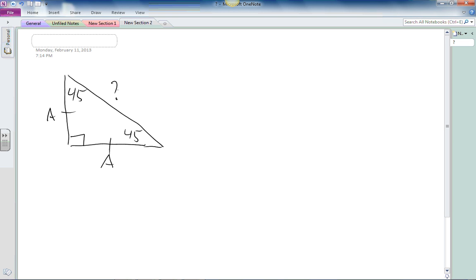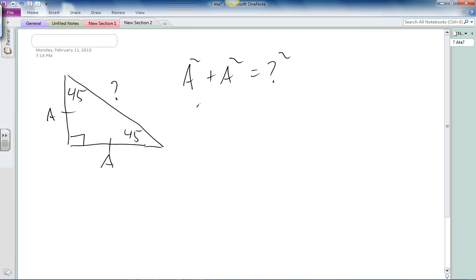Now later on, I'm going to use this to great extent when I talk about the unit circle. All right, so this is not something to gloss over. Here we go. A squared plus A squared equals question mark squared. So I have the sum of the squares of the two legs is equal to the hypotenuse squared. That's straight up Pythagorean theorem.